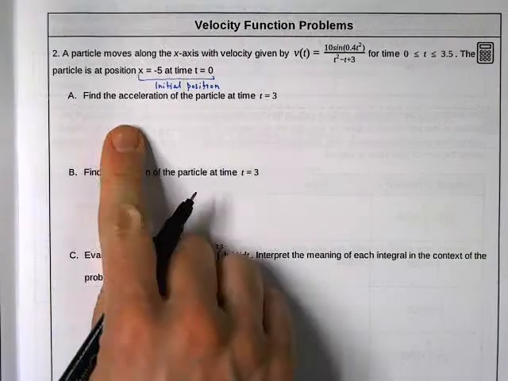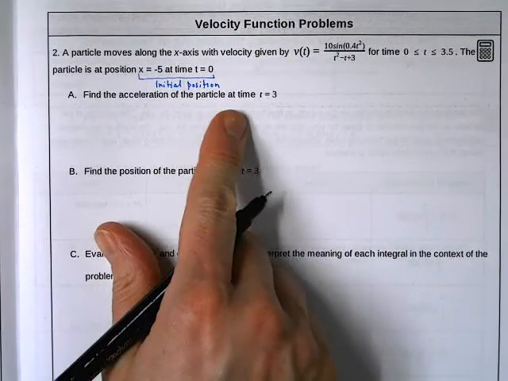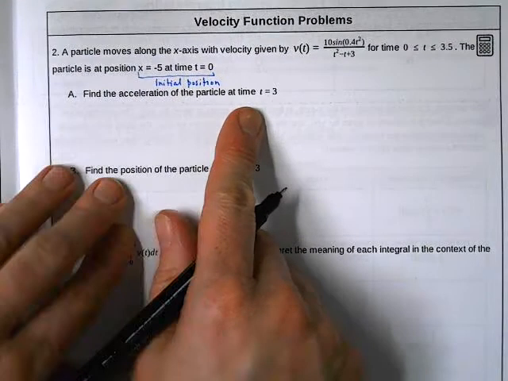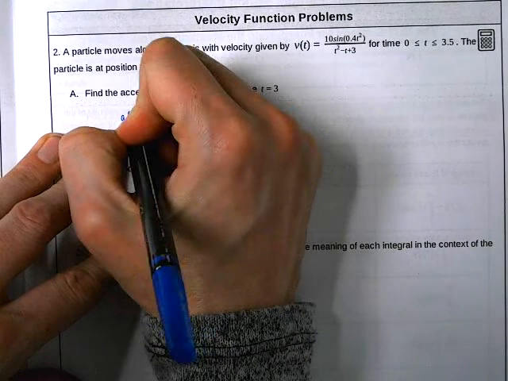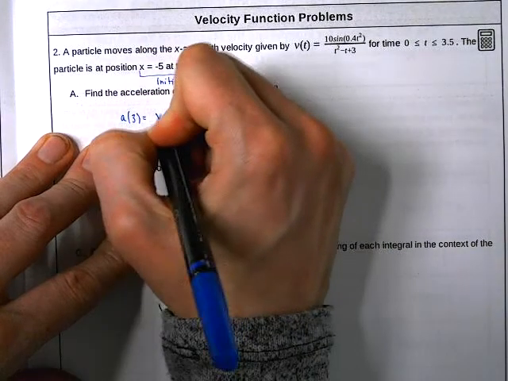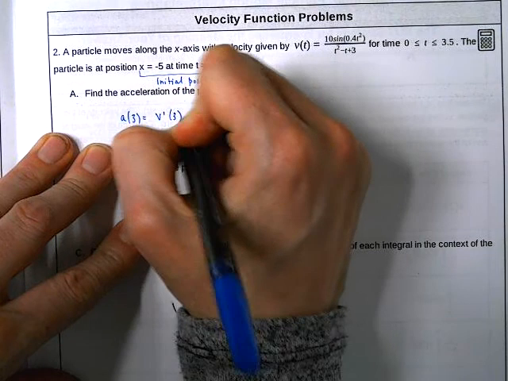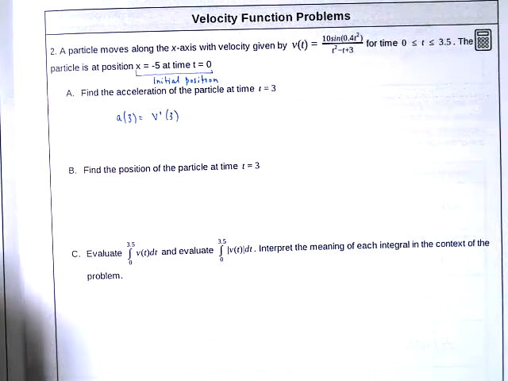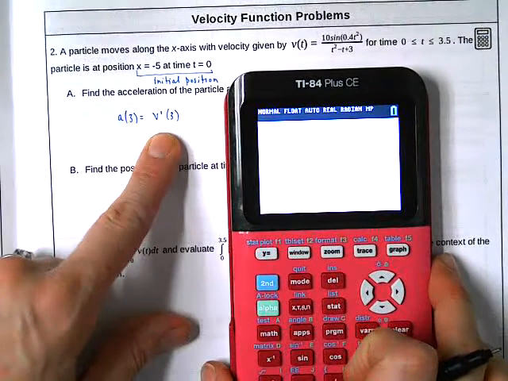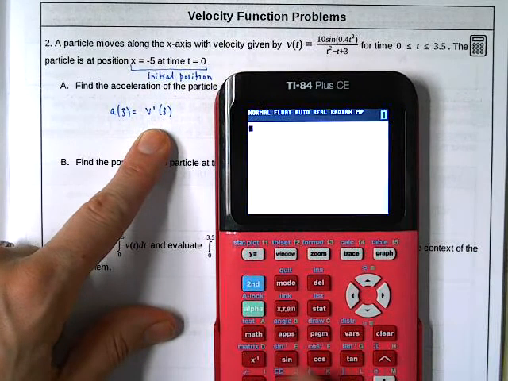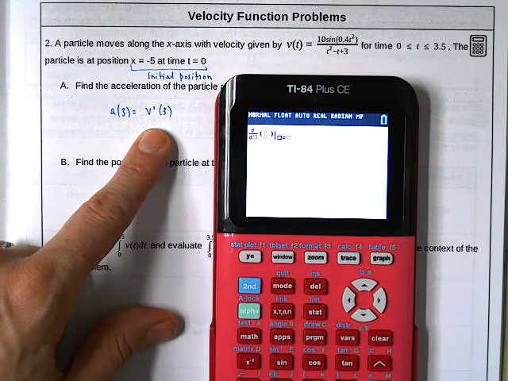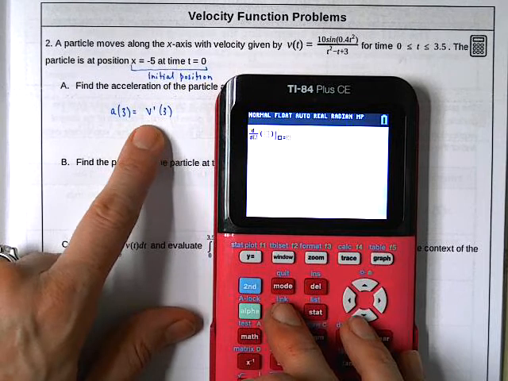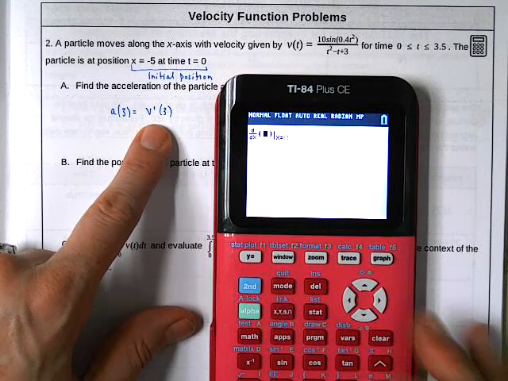The first thing says find the acceleration of the particle at time t equals 3. So I know I'm looking for acceleration at time 3. I also know that's just the first derivative of velocity. So here's what I'm going to do. I'm looking for a derivative of velocity, so I'm going to do math 8. That gives me my derivative. I'm going to take the derivative with respect to x.